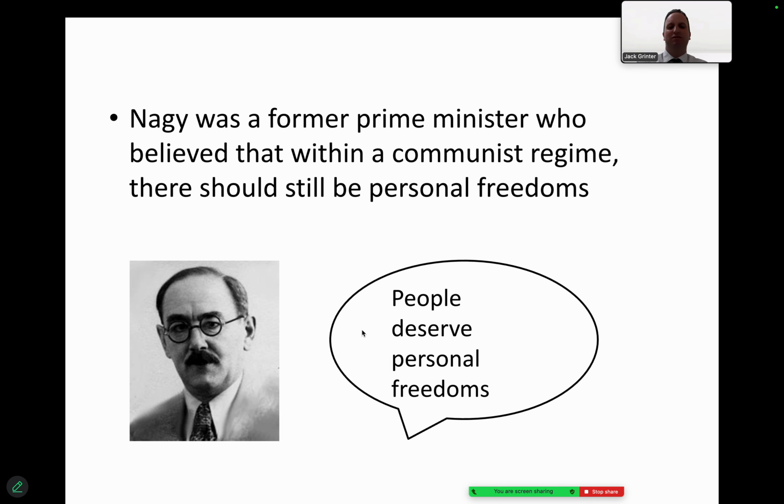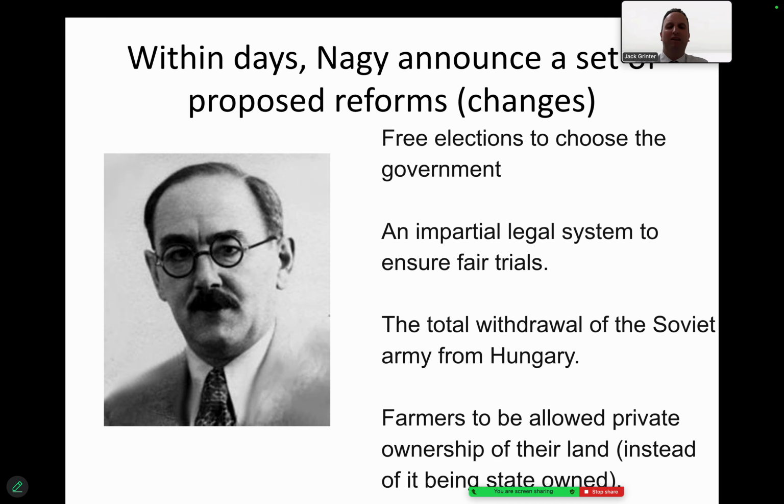With Nagy, he believed that you should still have communism, but there should be personal freedom. And what he does is he announces changes that he's going to make to Hungary. So free elections to choose the government, and an impartial legal system with fair trials, which would weaken the role of the secret police. He wants the total withdrawal of the Soviet army from Hungary, and also farmers allowed private ownership of their land instead of it being state controlled.